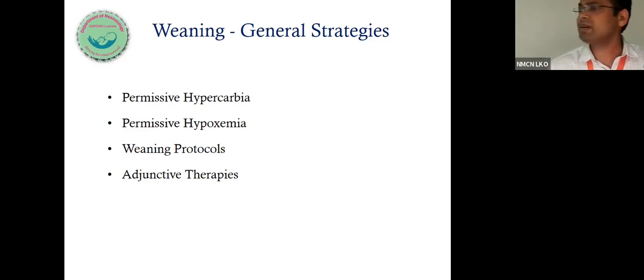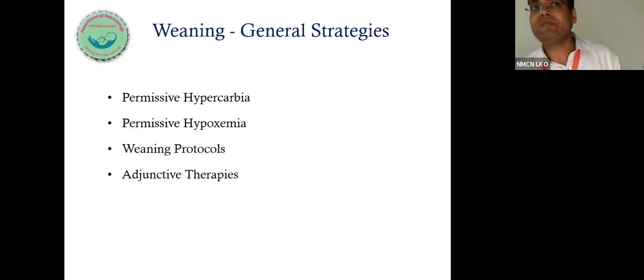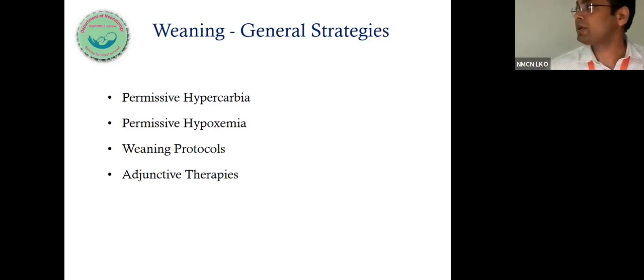Then permissive hypoxemia can also be practiced, but from various trials like NeOProM, which comprised a meta-analysis of 5 studies, it showed that the saturation level which should be targeted is between 91 to 95 for both term and preterm babies. Then we should have weaning protocols. One study showed that only 36% of ICUs have a weaning protocol, so all over the world, not many ICUs have weaning protocols which we can employ.